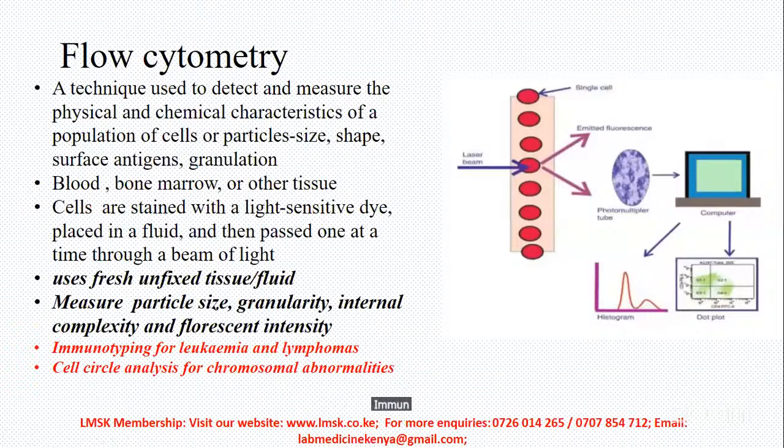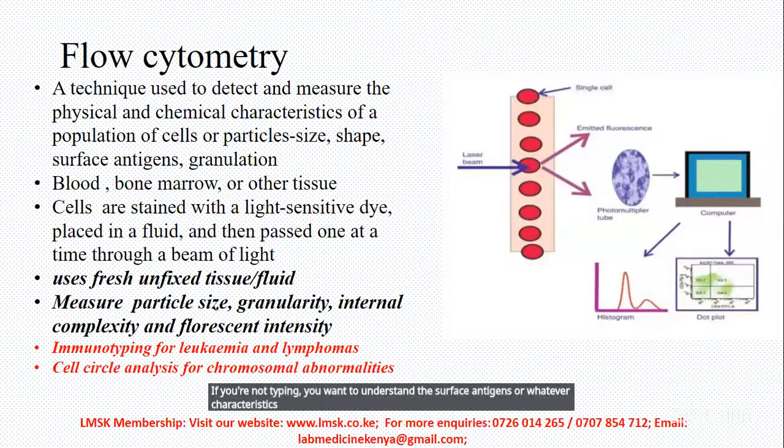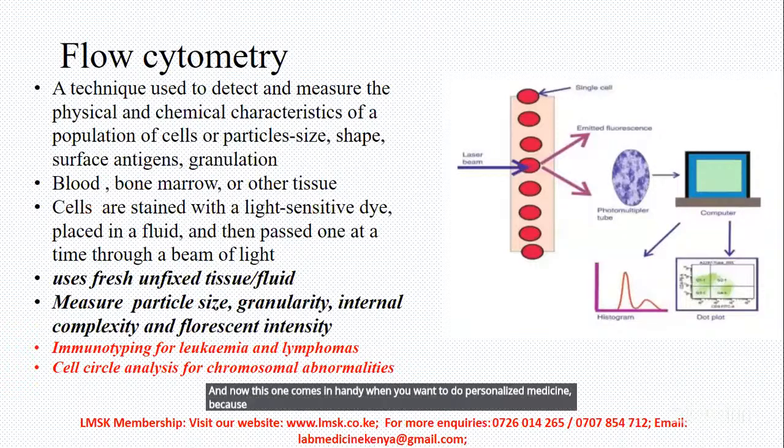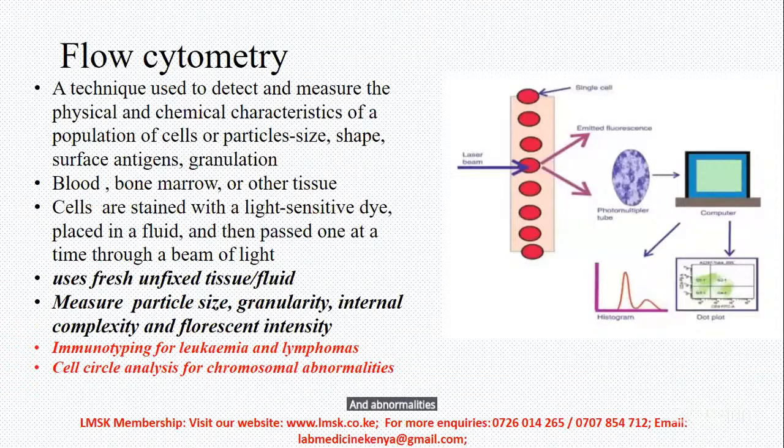Immunotyping: you want to understand the surface antigens or whatever characteristics the cell has so that the patient can benefit from treatment. And also, it can do cell cycle analysis for chromosomal abnormalities. This comes in handy when you want to do personalized medicine, because each individual has different chromosomal arrangements and abnormalities. As we will see later how it works, just stay tuned and see.